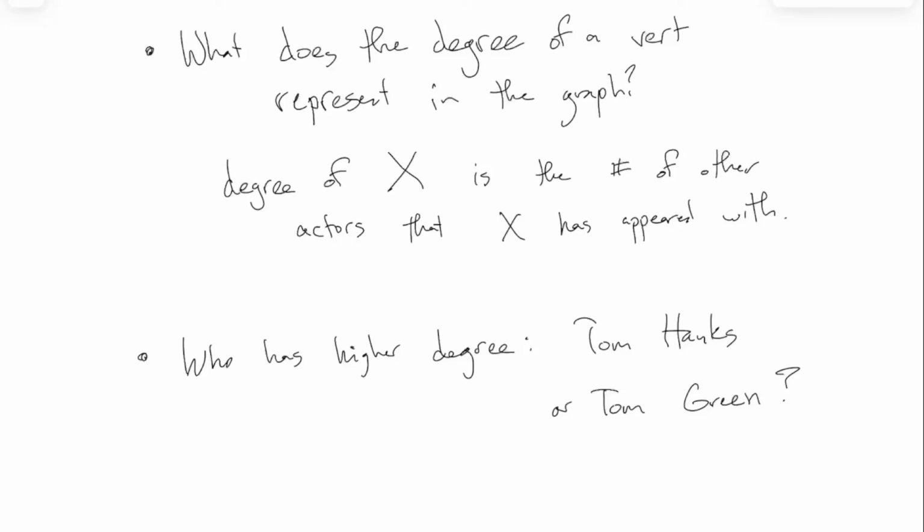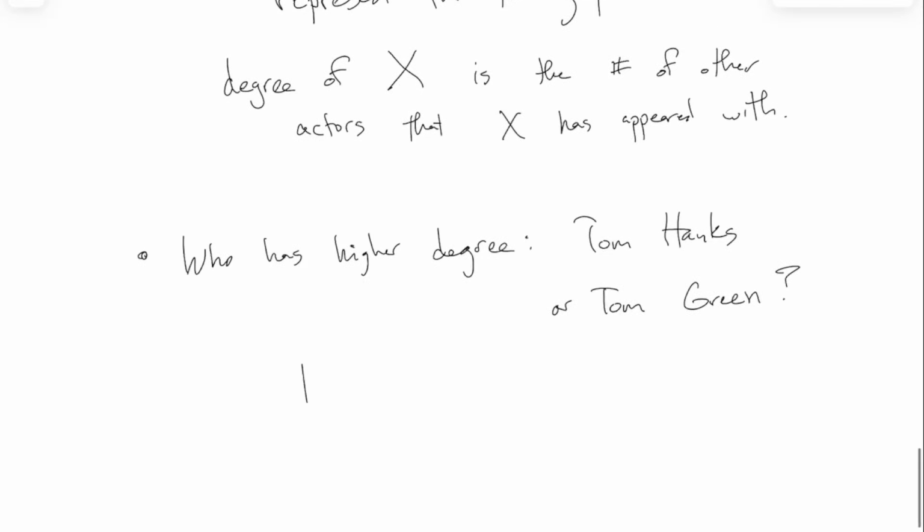Anyway, what do you think? Who has a higher degree in the graph? Tom Hanks or Tom Green? The answer is Tom Hanks, right? Tom Green was in a few movies with some other people, but Tom Hanks has been in far many more movies, and therefore he has appeared with many other actors. So the answer is Tom Hanks, because he has been in more movies with more actors, all right?